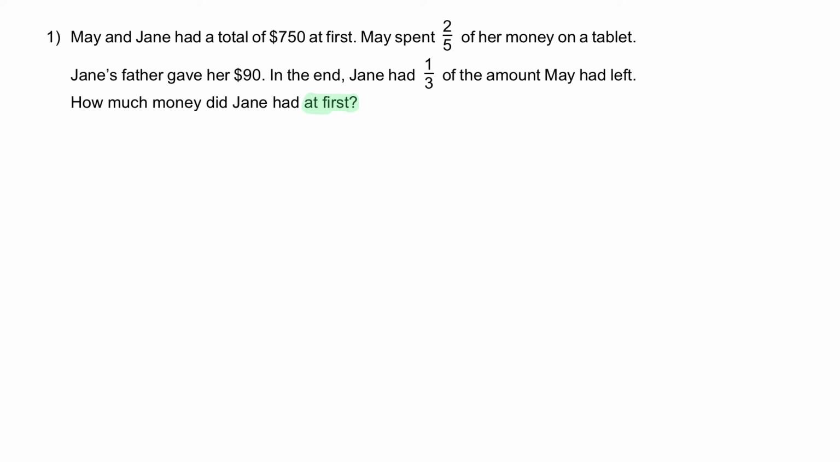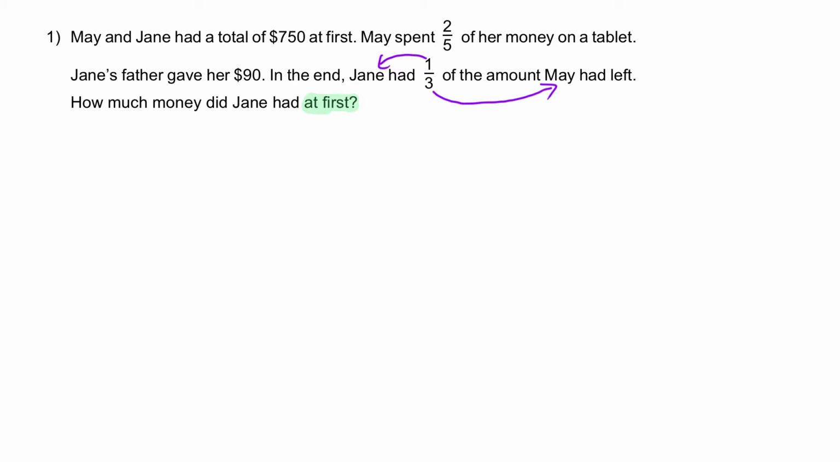What is the last information that was given to us? In the end, Jane had 1/3 of the amount May had left. So the way to identify is that Jane will have the numerator, May will get the denominator. This is how you decipher this statement. When there's a fraction in between two objects, items, or people, the first one they mention will take on the numerator, and the one at the back will take on the denominator. So Jane is 1 unit, May 3 units.